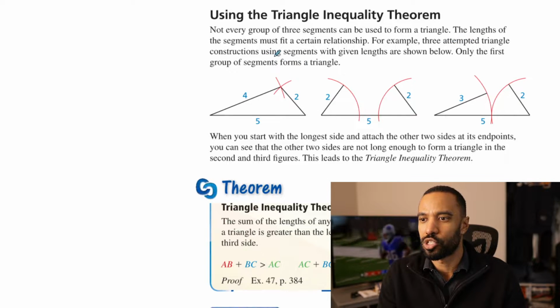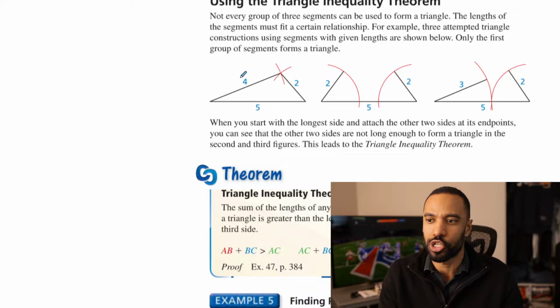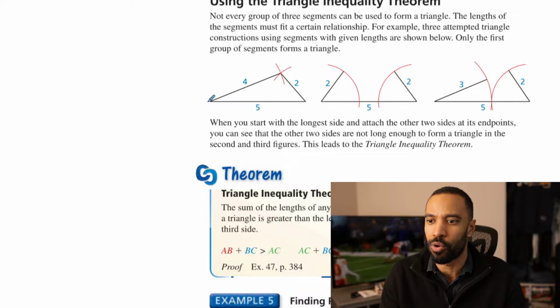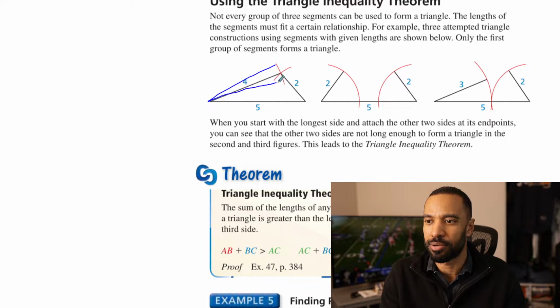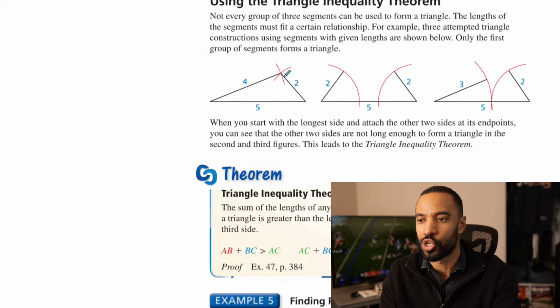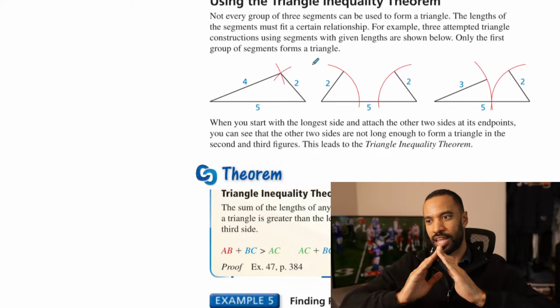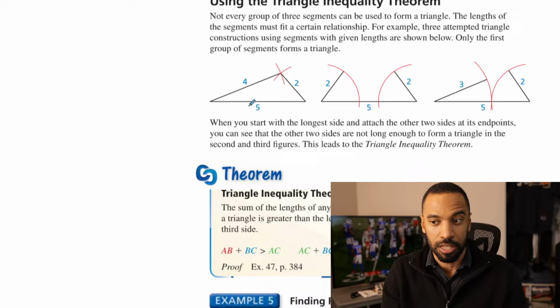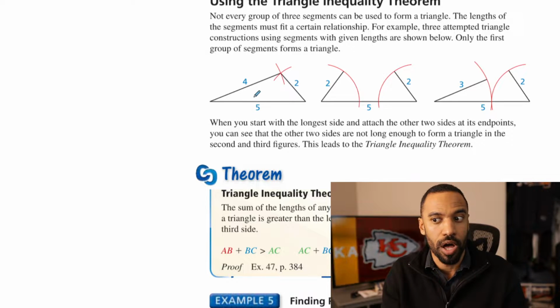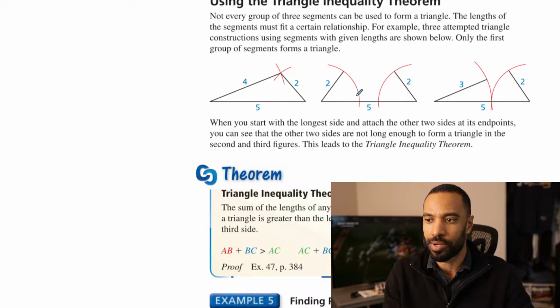3 attempted triangle constructions using segments with given lengths are shown below. Only the first group of segments forms a triangle. So if you notice, what they're doing here is just by construction, they're showing this length is 4, whether I bend it up here, down here, or right there. Wherever I bend it, this is all 4, and this is 2 based on a bend here. When they bend at a certain length there, they can actually close and connect to make a triangle. With this side length being 5, that's the important thing. If it was too long, then they probably couldn't reach each other. Case in point, look at this side length 5, and these are each 2.